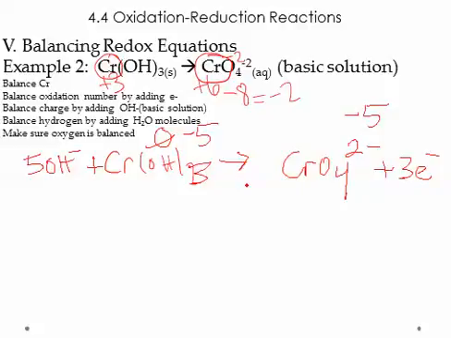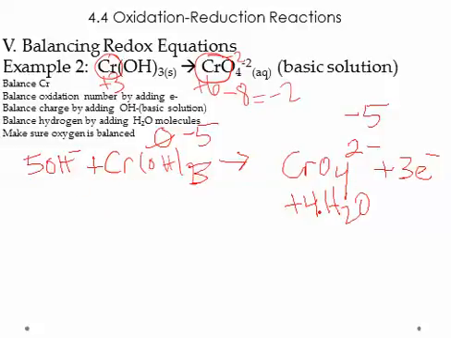Now, the next thing we need to do is balance hydrogen by adding waters. We need to be careful here: we have 5 hydrogens in the hydroxide and 3 hydrogens in the chromium hydroxide, so we have a total of 8 hydrogens on the reactant side. To get 8 hydrogens, we're going to need to add 4 waters. That's going to balance our hydrogens, and then we need to make sure that oxygen is balanced.